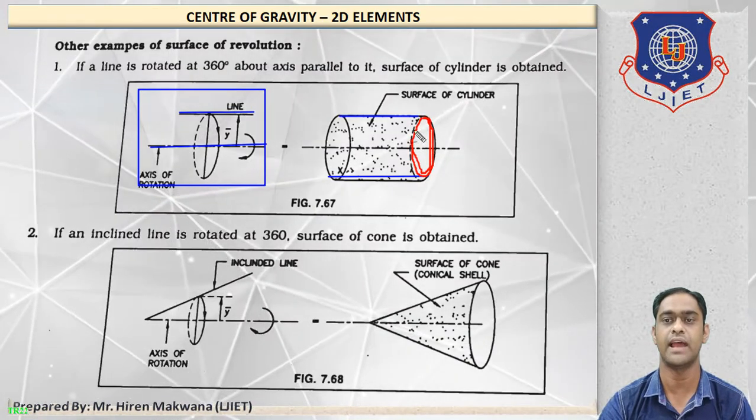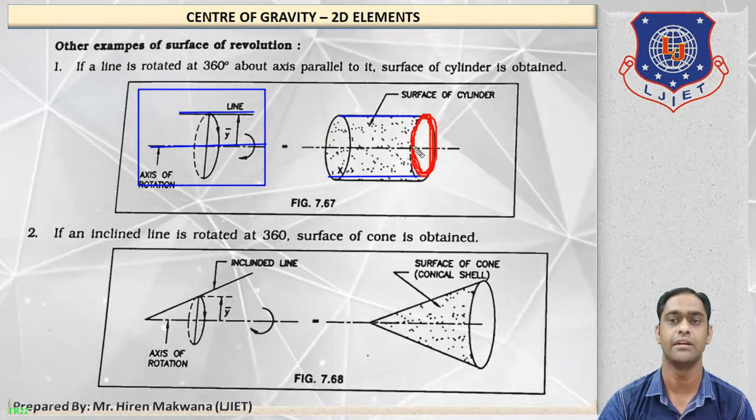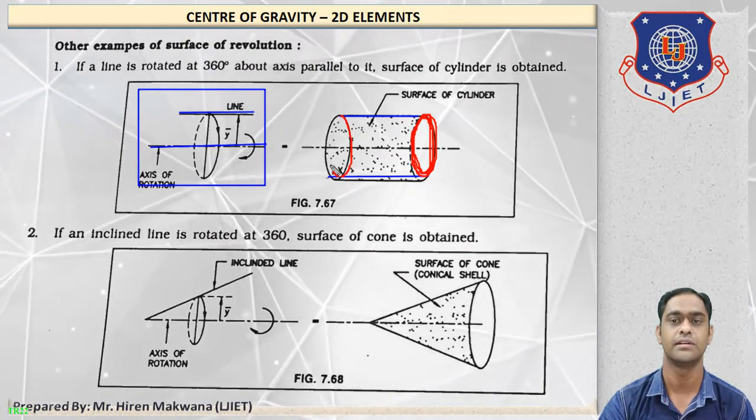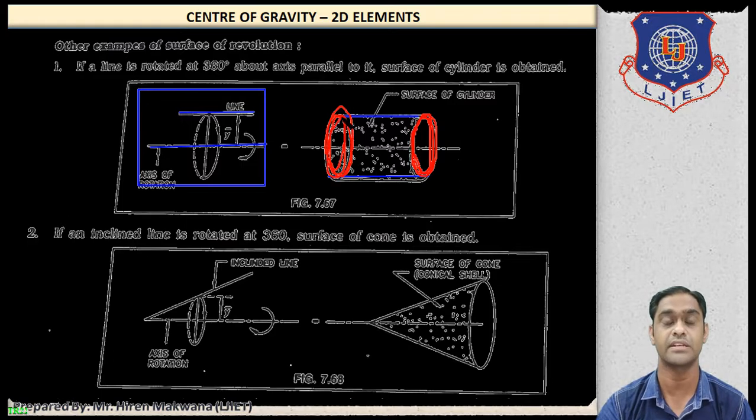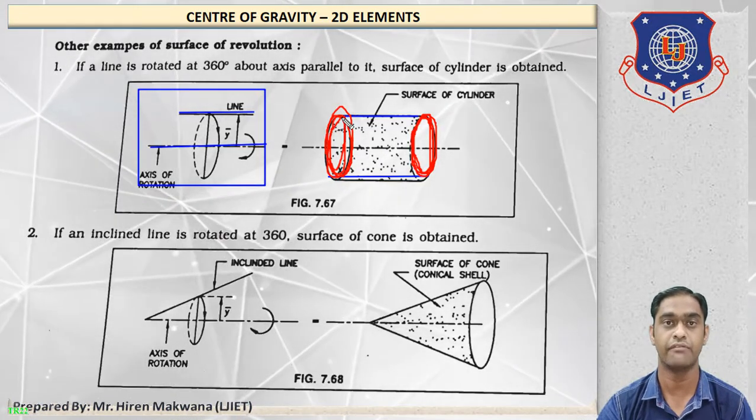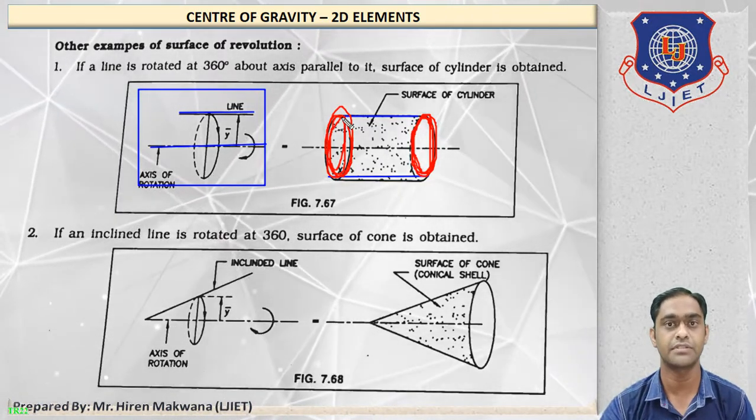By revolving the line, you will get the horizontal cylinder, the volume of which is given by pi r square h. So you can also find this with the help of the same method.